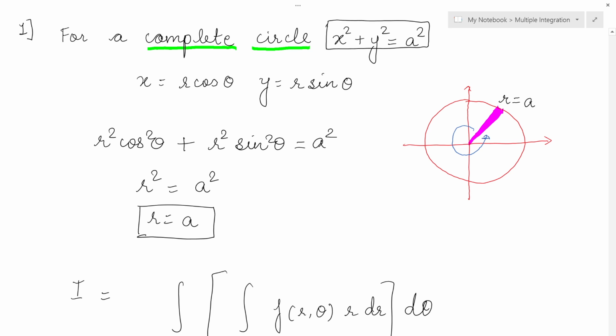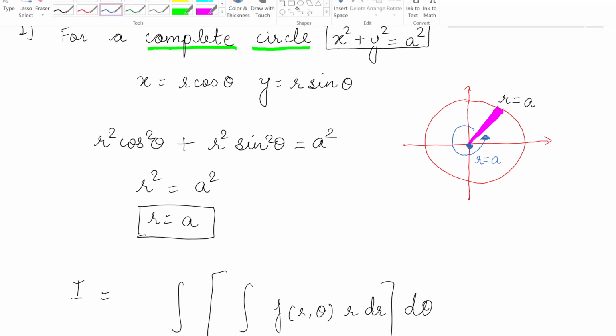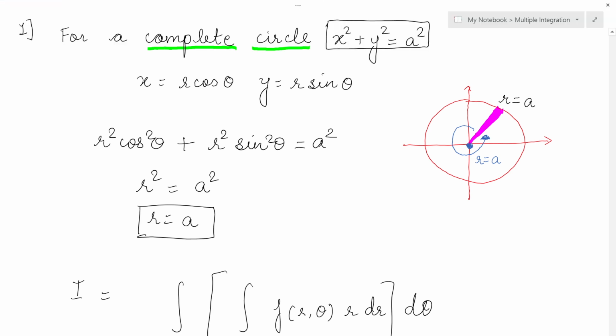This is how it will move. Okay, anti-clockwise direction. So here it will be R is equal to A. Right? So how does this strip move usually? It touches here 0. So this is the lower limit. And here it is touching the circle. That is my upper limit. So 0 to A is my inner limits for a complete circle.